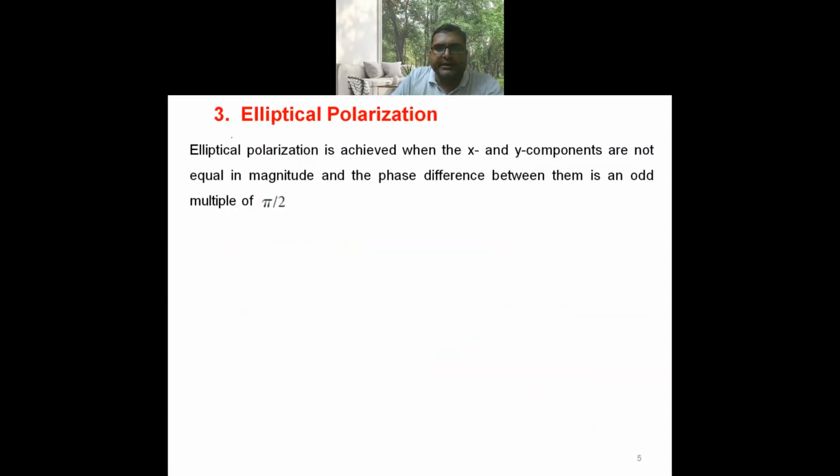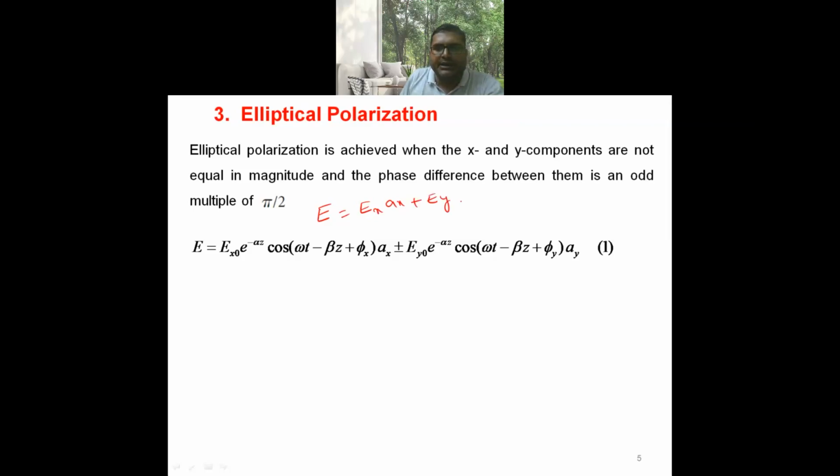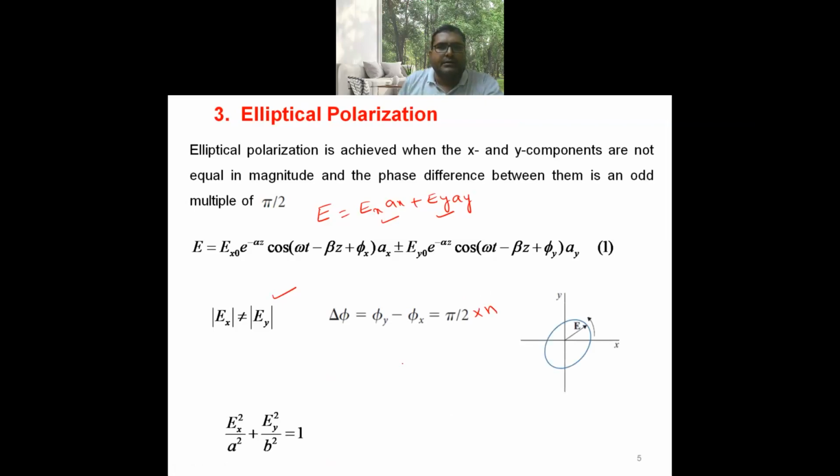The other type of polarization is elliptical polarization. In elliptical polarization, both the field components are present, X component and Y component, in such a way that their magnitudes are not equal, and the phase difference between them is a multiple of pi by 2. Then the locus of the resultant electric field traces an ellipse.